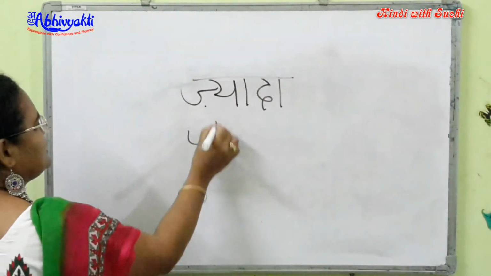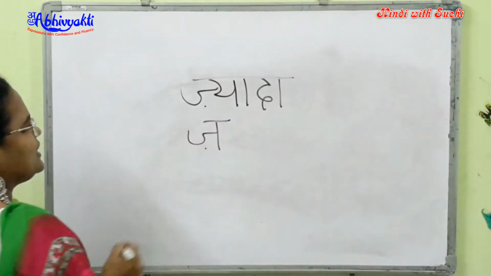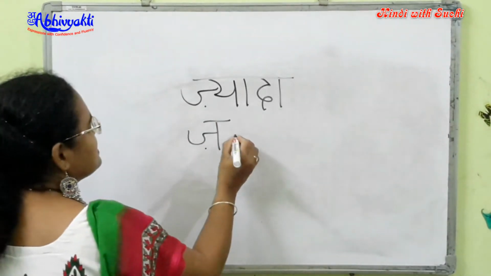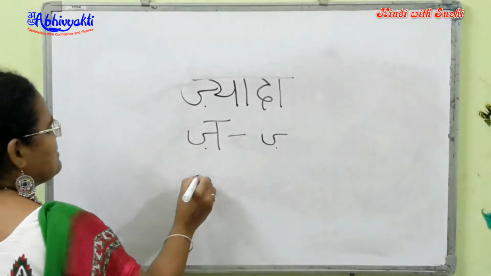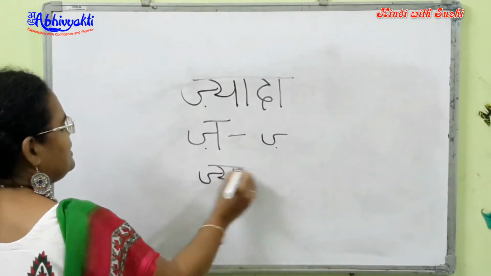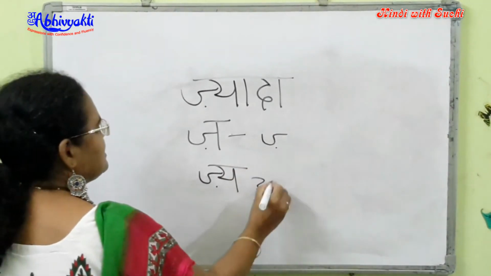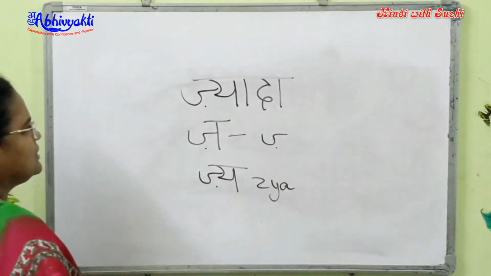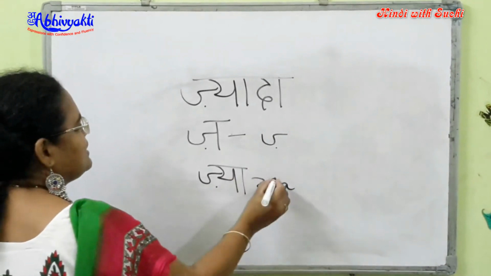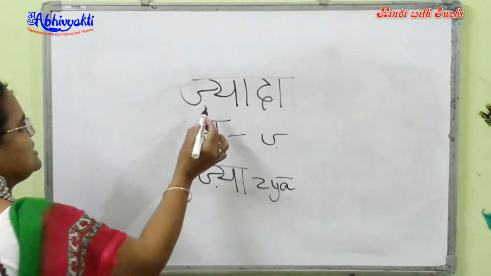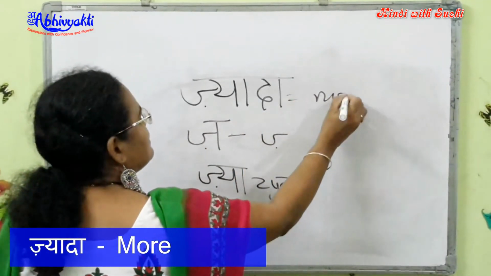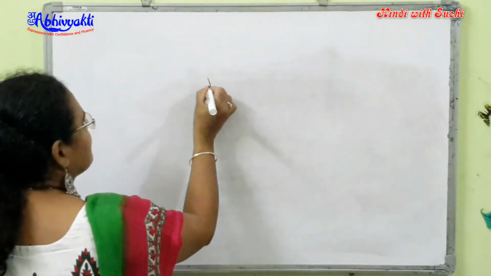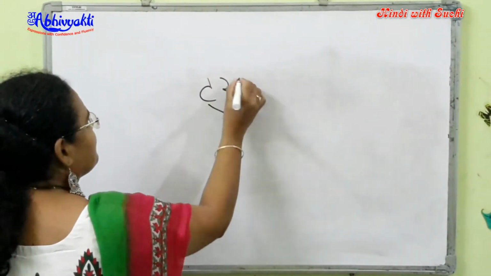Now I have the za. The ja with the dot gives you za sound. So the za in the compound letter would be without the stem. So I have the za and the ya, which is zya. If I add aa matra, then it becomes zyada. Zyada is more.